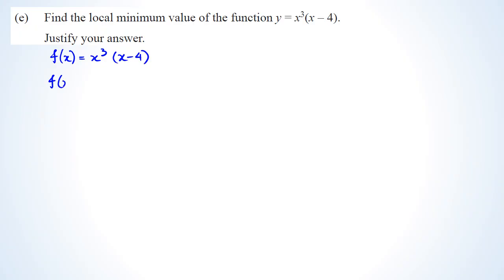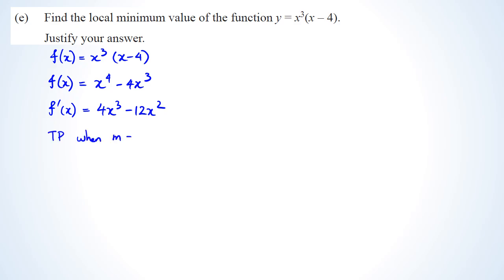So expanding this, I'm going to get x to the power of 4 minus 4x cubed. So from here, when I differentiate it, f dash of x is going to equal 4x cubed minus 12x squared. So what I could do at this point is I need to put the gradient equals to 0 to find out turning points. So turning points when m equals to 0, or f dash of x equals to 0. So I've got 0 equals 4x cubed minus 12x squared.